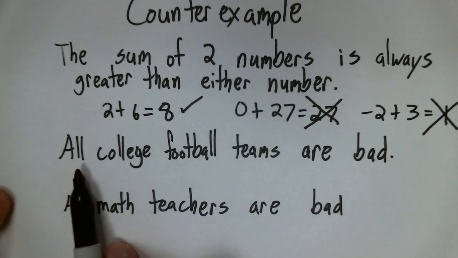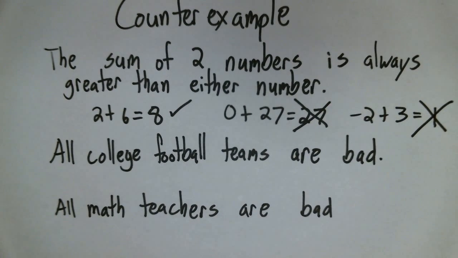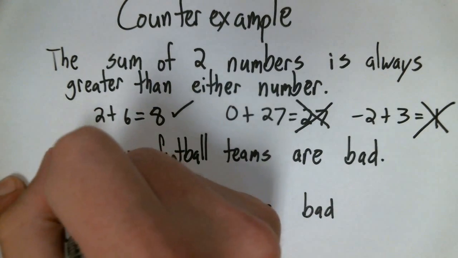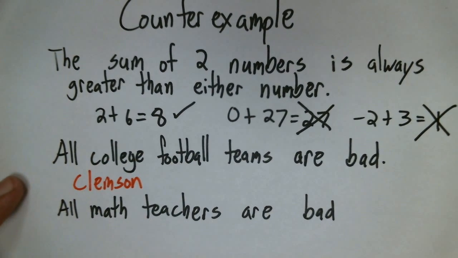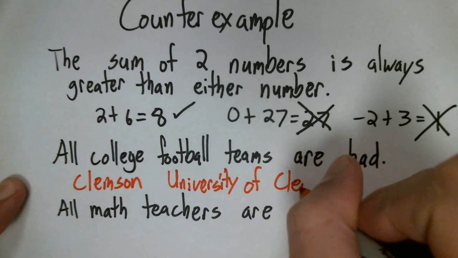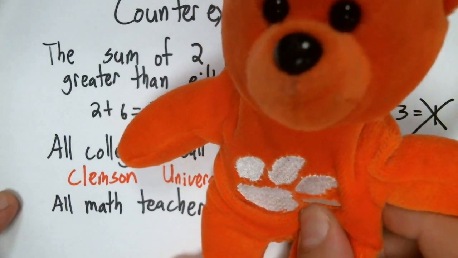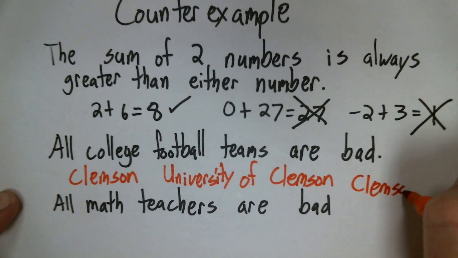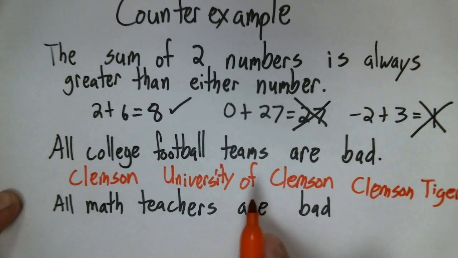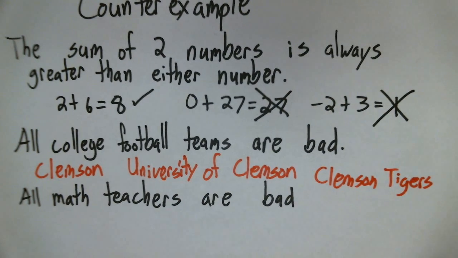Okay. What about this crazy example? All college football teams are bad. Okay. That's pretty true. I mean, you got South Carolina Gamecocks, they're bad. You got Georgia Bulldogs, they're terribly bad. I mean, Ohio State, they're terrible. I can actually think of several college football teams that are very, very good at football. One right off the bat would be Clemson. You know, they're really good. Another school that's got a really good football team is the University of Clemson. And the football team that this guy represents is a really good football team, the Clemson Tigers. So all three of these will be absolutely great counterexamples to this statement. All college football teams are bad. You got Clemson, you got the University of Clemson, and you got the Clemson Tigers. All three of those teams are really good.